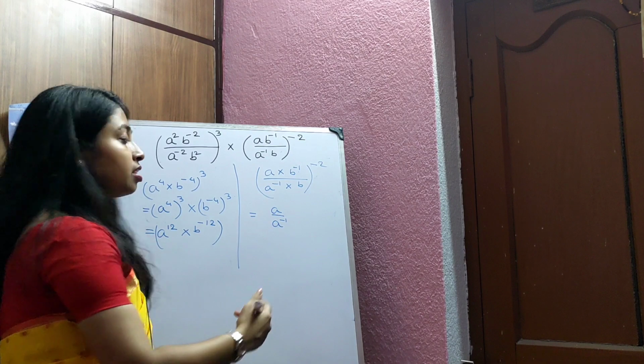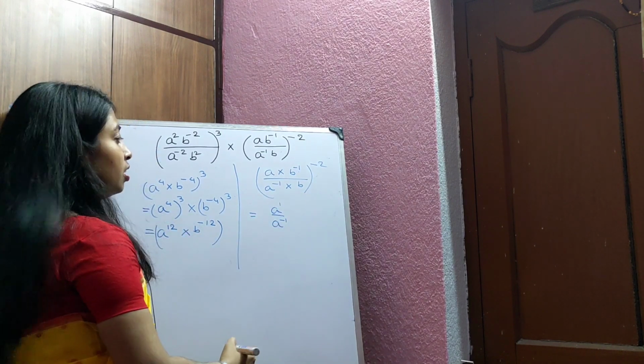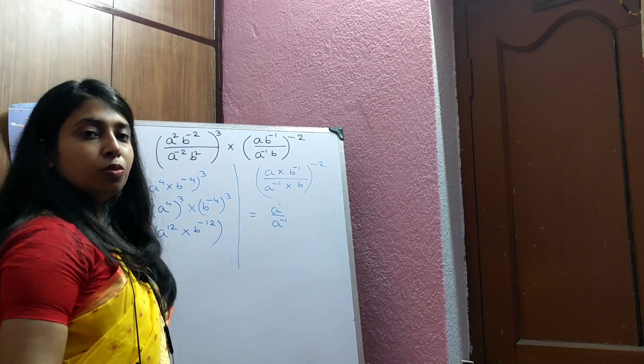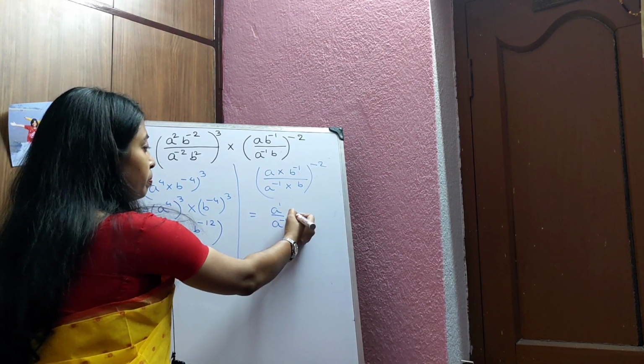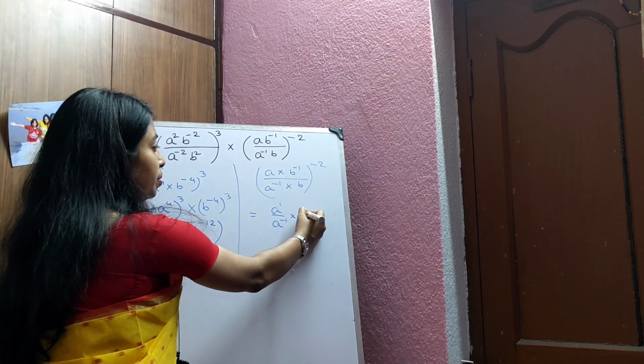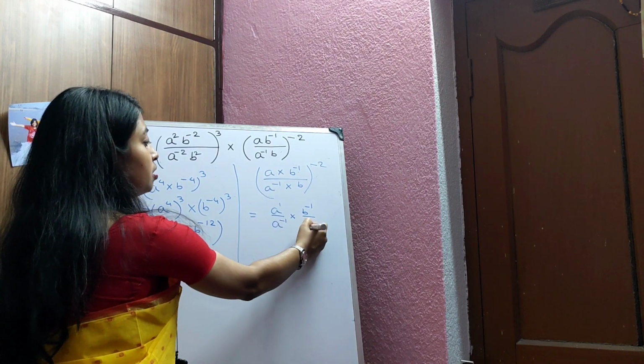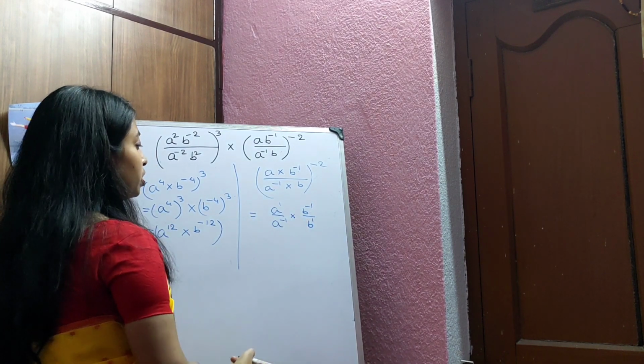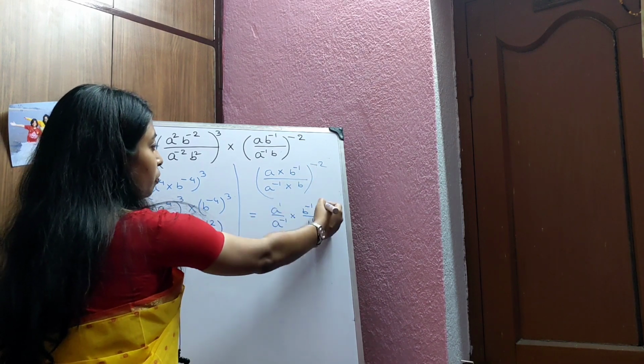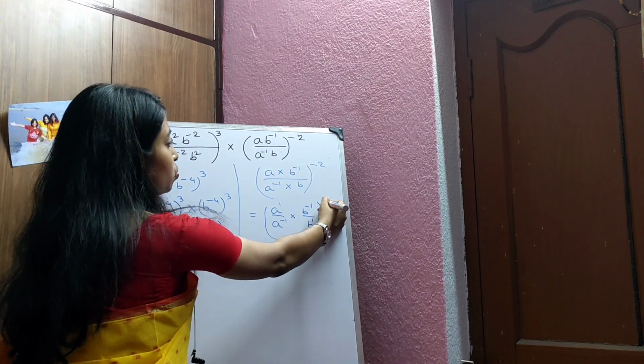There is no power. It means that the power of a is plus 1. If there is no power, then we will take it as plus 1 power. Multiplied by b to the power minus 1 divided by, we have simply b. So that means it is b to the power 1 or plus 1. Okay, we will give the bracket and there is a minus 2 outside.